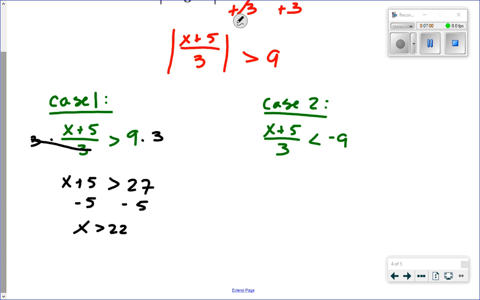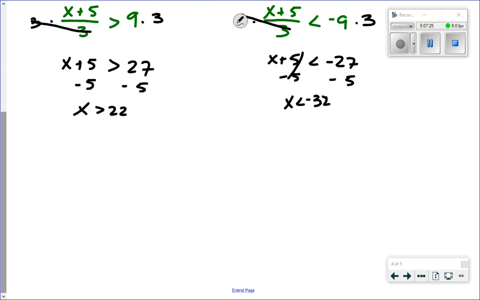All right, same thing on case 2. I'm going to multiply by 3 on both sides. x plus 5 less than negative 9 times 3 is negative 27. All right, I'm going to subtract 5. x is less than negative 27 minus 5 is negative 32. Okay, so I've got my two solutions. My two cases are solved here.